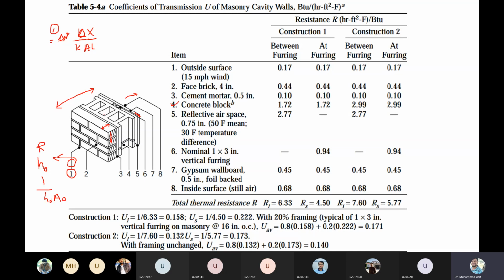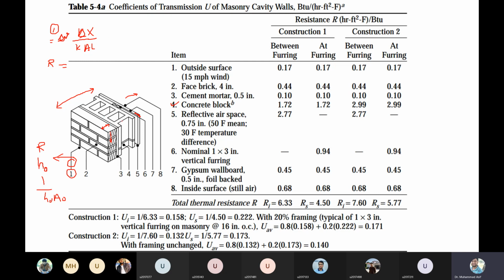The second method is that ASHRAE has provided different values of the resistance, depending upon the material. So for brick, they have presented the value. If you know the thickness of that brick, you can get the value of the resistance. So you can save the computation time.